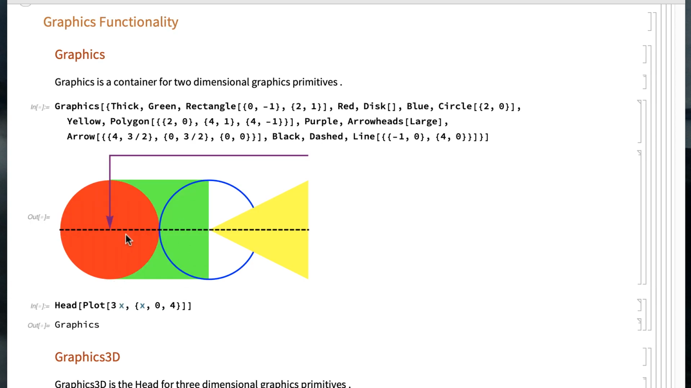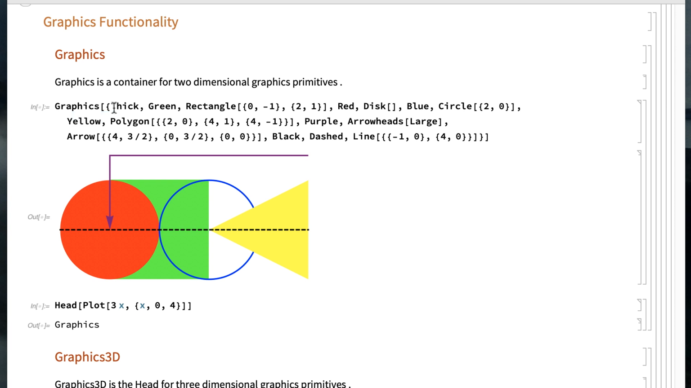Back we go. Okay, so now I want to cover graphics functionality because one of the things Wolfram Language is best at is producing pretty pictures because the human mind is fantastic at understanding things based on visualization.